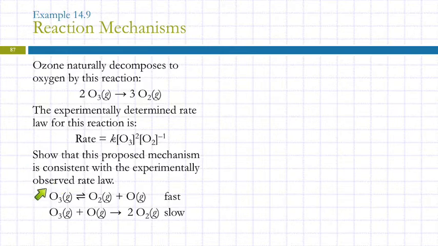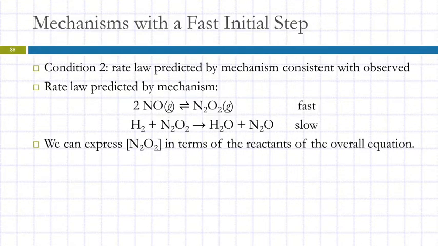So here's our proposed mechanism. So two conditions have to be met. These equations have to add up to the overall equation, reaction, and then we have to be able to evaluate the rate law predicted by the slow step, and can we get that to match up with the experimentally determined rate law? So first thing, do they add up? What do I do?